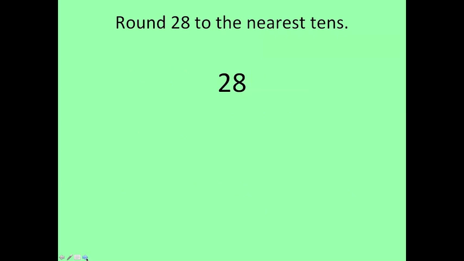First example, round 28 to the nearest tens place. So, starting from our right, let's count our place values. The 8 is in the ones place, and this is the tens place. So we're rounding this number. And we always look to the number to the right for help.